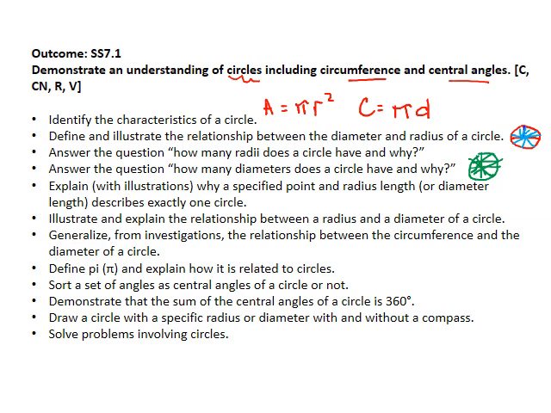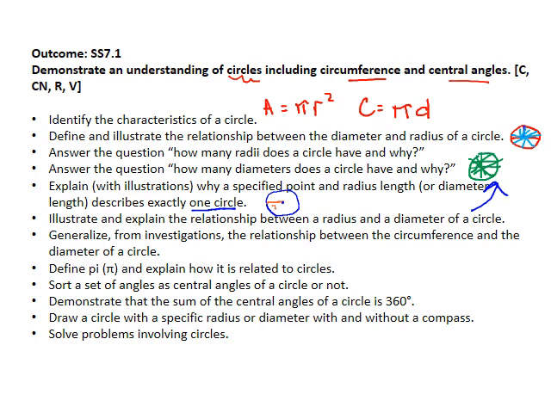Explain with illustrations why a specified point and radius length, or diameter length, describes exactly one circle. So if I said the radius is 7, draw me a circle. Well, you could draw, especially with a compass, a radius of 7. So we'll say that that is 7. And then keep your point of your compass in the center. And then you could draw that circle so that it's 7 in any direction. So there can only be one size of circle given a specified point, that blue dot, and the radius length. I gave you 7 for this example. Illustrate and explain the relationship between a radius and a diameter. We just did that.